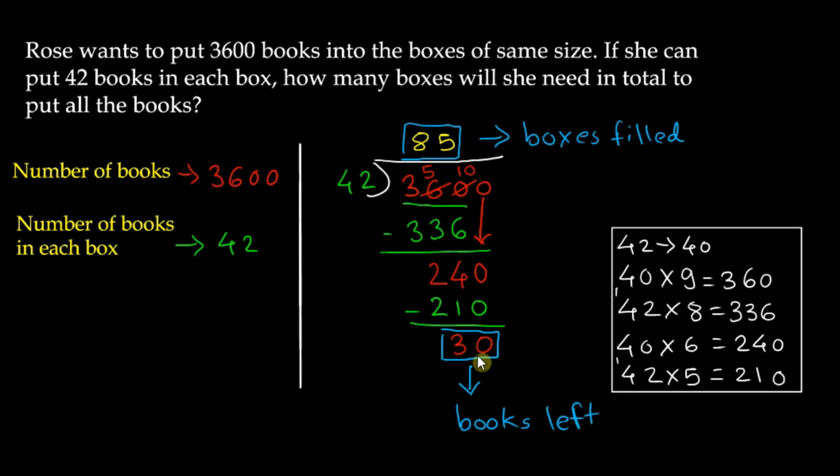Therefore, to put these extra 30 books, she will need one more box. Hence, the number of boxes she will need is 85 plus 1, which is 86. Therefore, Rose will need 86 boxes in total to put all the books.